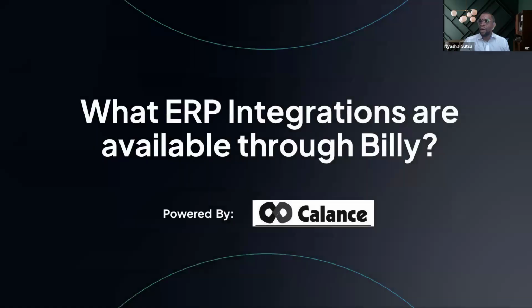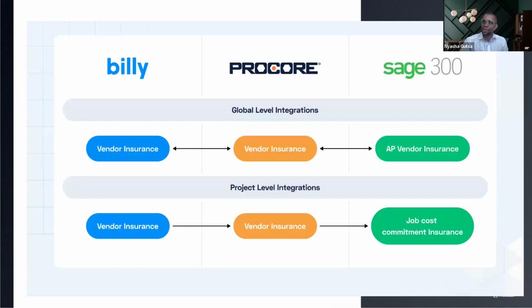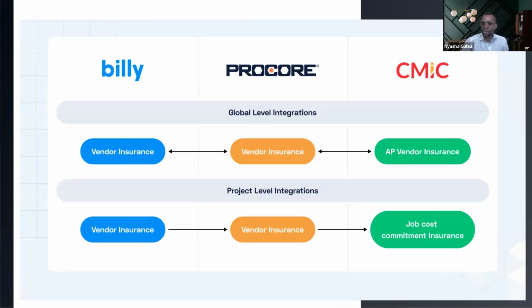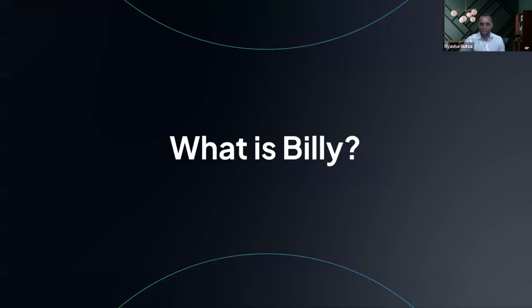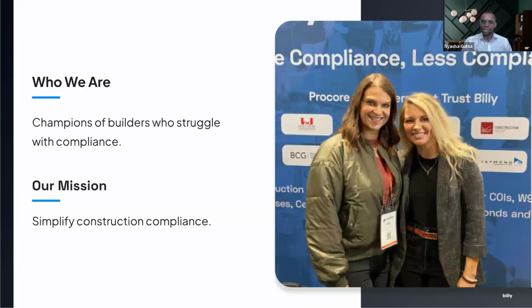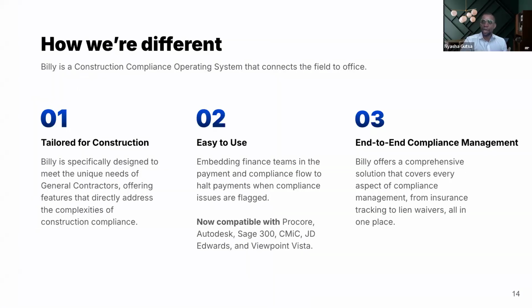Excellent. We spoke a little about the integrations available, but today we'll be focusing on the Billy Procore Sage 300 integration as well. And then you also cover CMIC. You also cover Oracle JD Edwards, Coins, Sage Intacct, and others as well, just to mention a few. For those folks who are not familiar with Billy, we essentially are just a solution that helps you manage compliance. We work exclusively for the construction industry. We're tailored only for construction. As you'll see, the system's very easy to use. It integrates with Procore. For those of you that are not on Procore, we also work with Autodesk, Sage 300, CMIC, JD Edwards, Vista, pretty much the menu that Kalins covers as well.